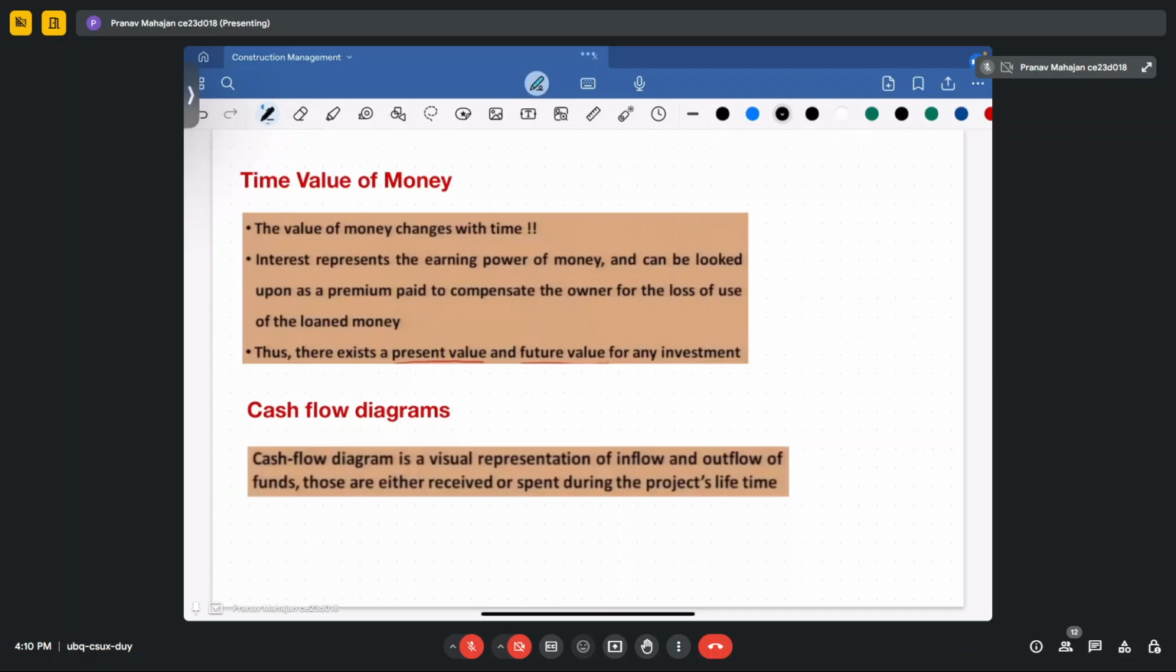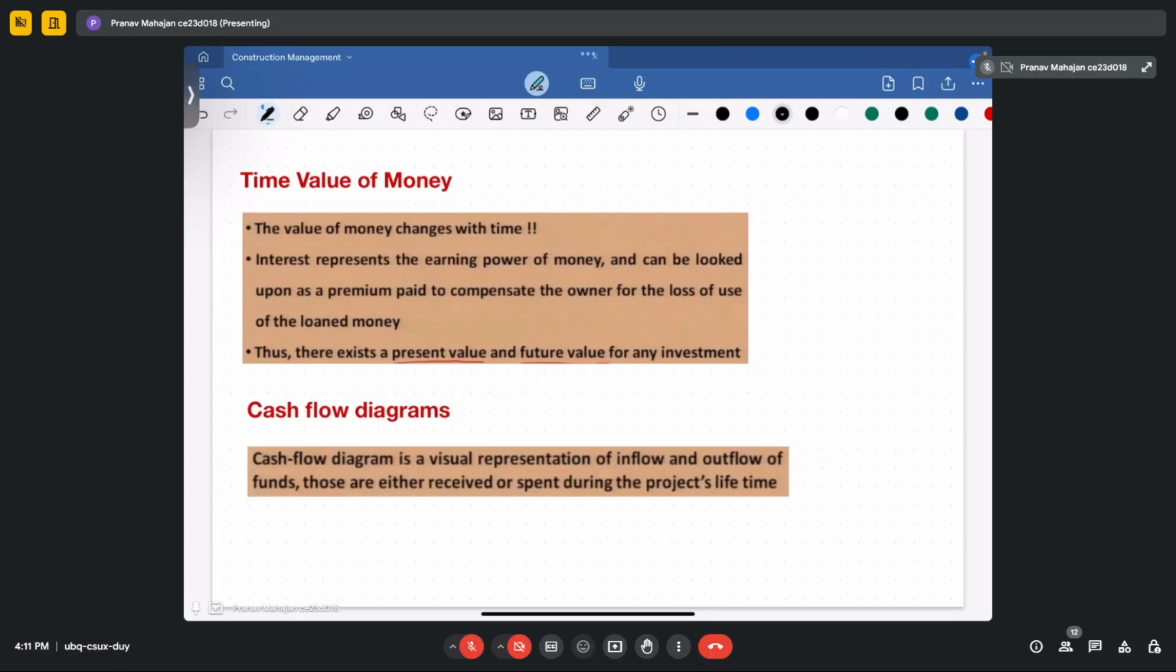This is what we have covered in this current week, the economics of the construction of the project, in which we see how the different factors affecting the total amount are calculated. So what is the time value of money? The time value of money changes with time. It represents the interest and the earning power of money, which could be looked upon as the premium paid to compensate the owner for the loss of use of the loan money. That means, suppose a person has taken a loan for the money.